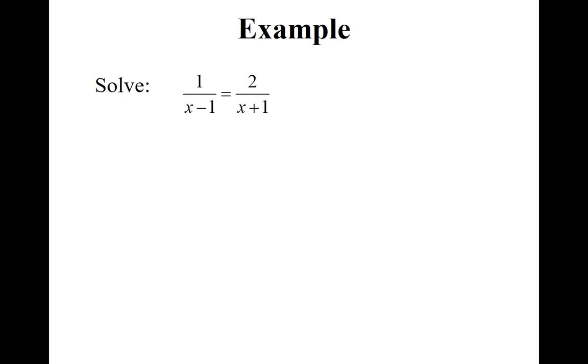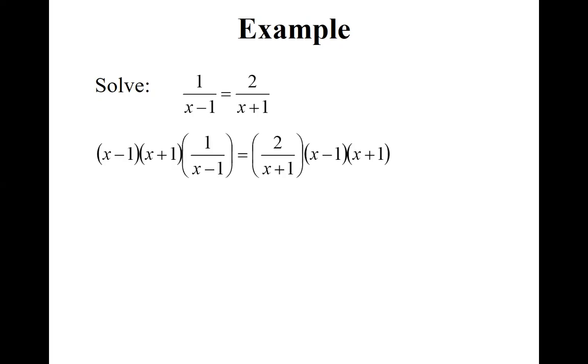We have 1 over x minus 1 equals 2 over x plus 1. The individual unique factors of the denominators are x minus 1 and x plus 1, which makes the LCD that we multiply everything by x minus 1 times x plus 1. On the left, the x minus 1's cancel, just leaving us with x plus 1. On the right, the x plus 1's cancel, leaving us with 2 times x minus 1. Distribute the 2. Subtract x from both sides, add 2 to both sides, we get x equals 3.